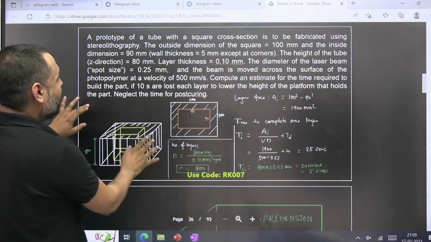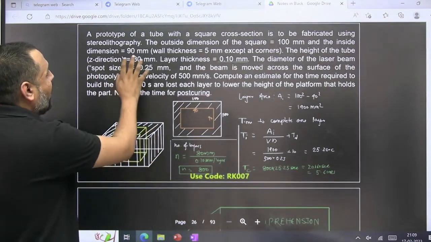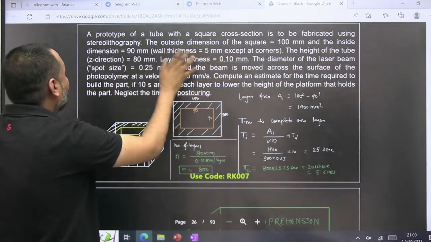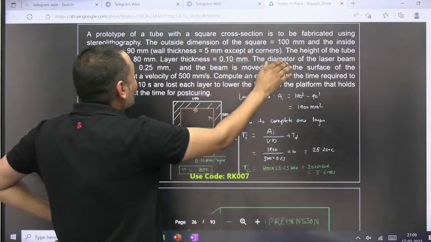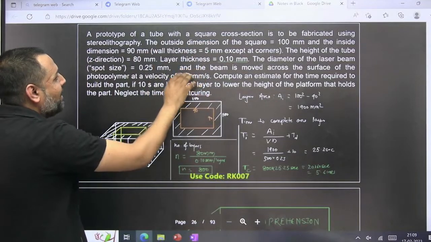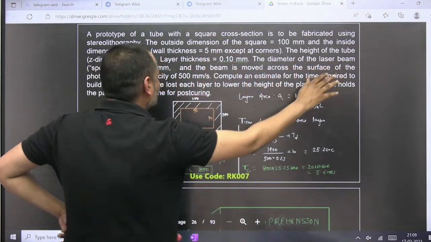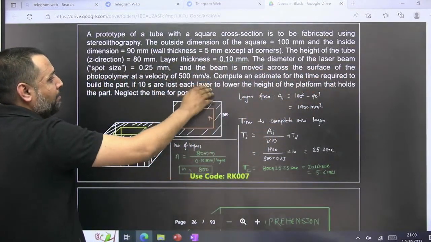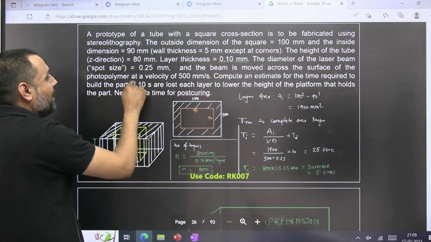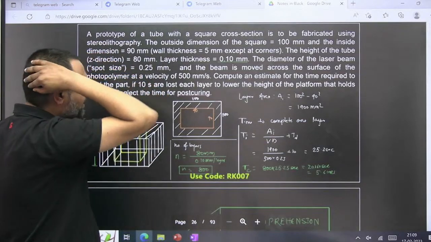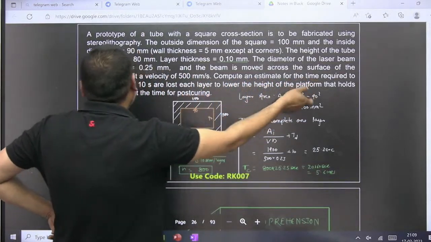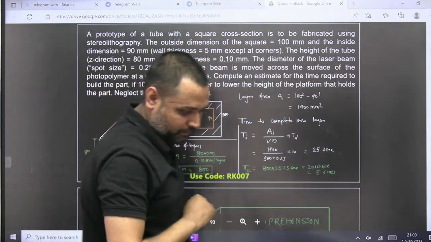The problem I had given you was this: a prototype of a tube with a square cross section is to be fabricated using stereolithography. The outside dimension of the square is 100 and the inside dimension is 90. Layer thickness 0.10, diameter of the laser beam 0.25. Beam is moved across the surface of the photopolymer at a velocity of 500 millimeter per second. Compute an estimate for the time required to build the part.